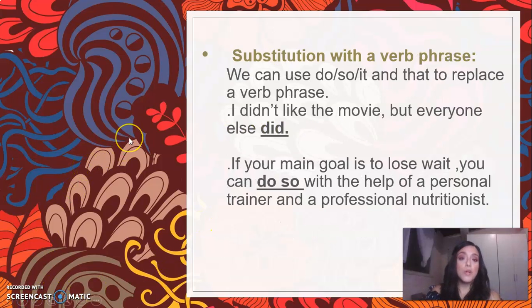Now, substitution with a verb phrase. We can use do, so, and that to replace a verb phrase. Like in the following example, I didn't like the movie, but everyone else did. I'm not saying I didn't like the movie, but everyone else did like the movie. Instead, I'm just using did. If your main goal is to lose weight, you can do so with the help of a personal trainer and a professional nutritionist. Again, do so is replacing, to say it again, the verb phrase to lose weight.